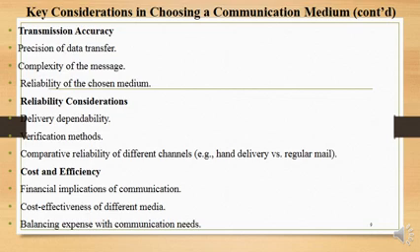Another is transmission accuracy: precision of data transfer, complexity of the message, reliability of the chosen medium. The reliability consideration includes delivery, dependability, verification methods, and comparative reliability of different channels, that is courier delivery or regular mail. We have cost and efficiency, that is the financial implication of the communication, cost effectiveness of different media. You need to check how costly it is, then balance your expenses.